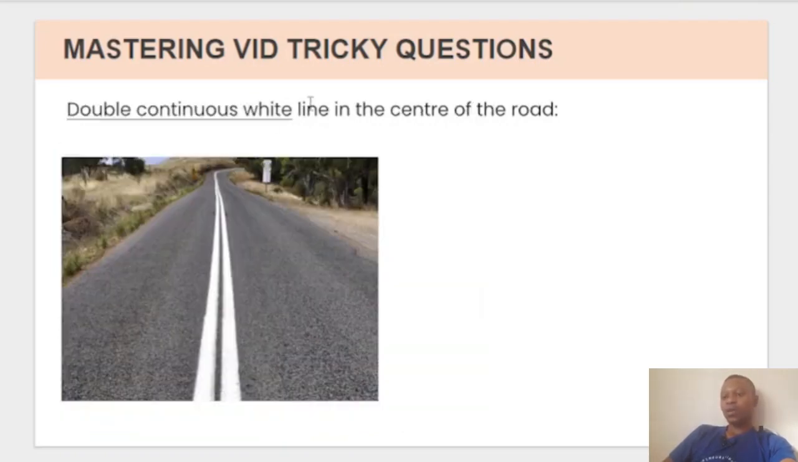Now let's talk about a double continuous white line. We can also have a double continuous white line in the center of the road. This also means that the vehicles along this lane here, I want you to see where my pointer is, these vehicles are going in this direction and they have a continuous white line on their side. It means that they are also not supposed to overtake.